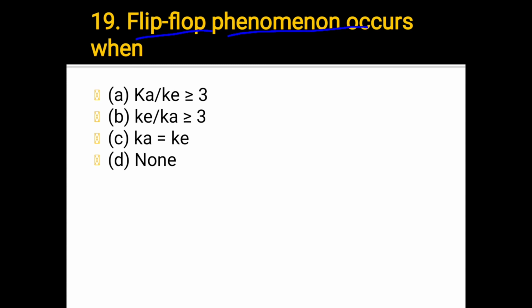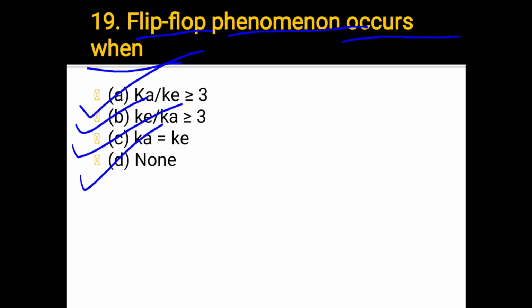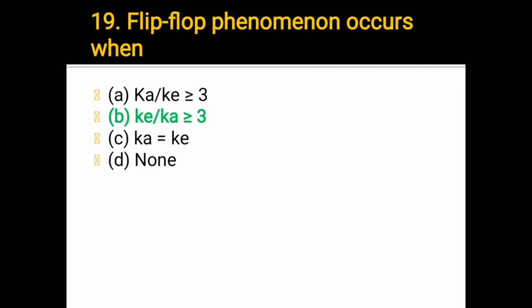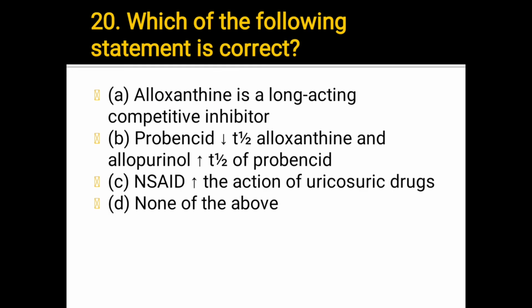Flip-flop phenomenon occurs when A Ka is much greater than Ke, B Ke is much greater than Ka, C Ka equal to Ke, or D none. Which one answer? The answer is B, Ke is much greater than Ka. Okay. Next, question number 20. Which of the following statements is correct?